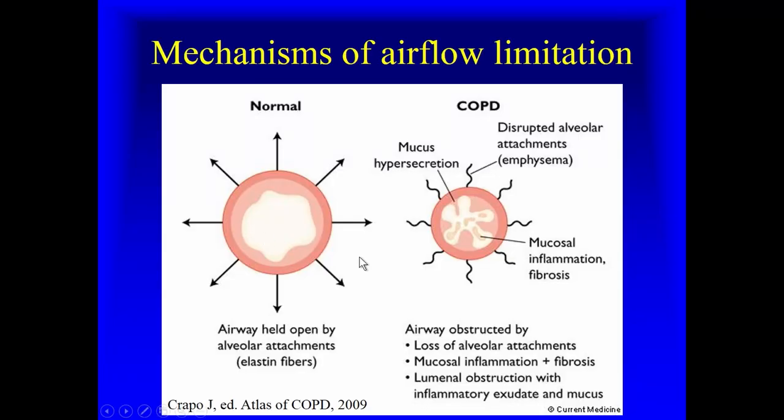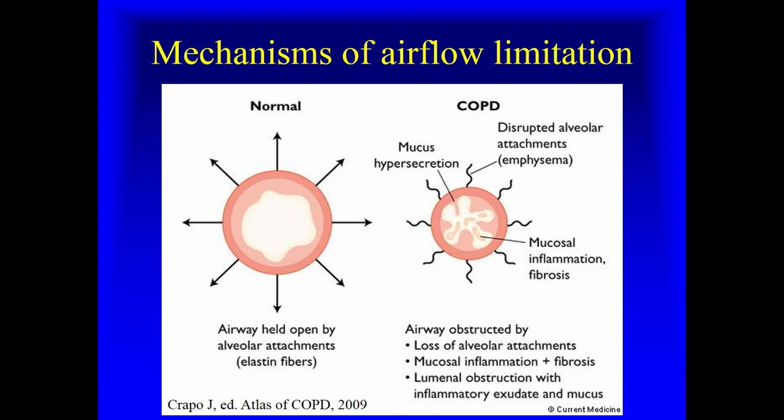So how do these changes lead to airflow limitation? Normally, the airway is held open by the elastin fibers, the alveolar attachments shown by these arrows. In COPD, the emphysema causes disruption of the alveolar attachments, and the changes in the airway, namely the mucosal inflammation and fibrosis, and the mucus hypersecretion are seen in this cartoon.